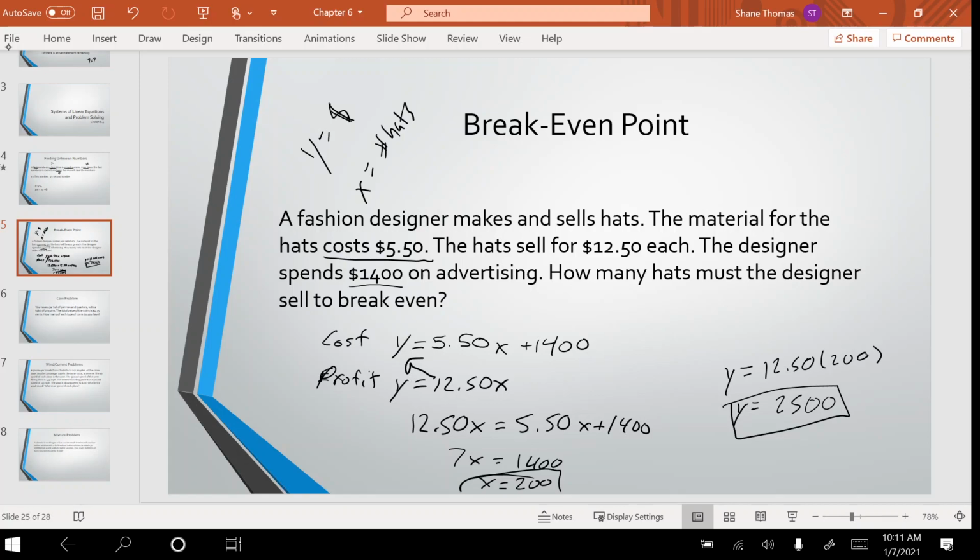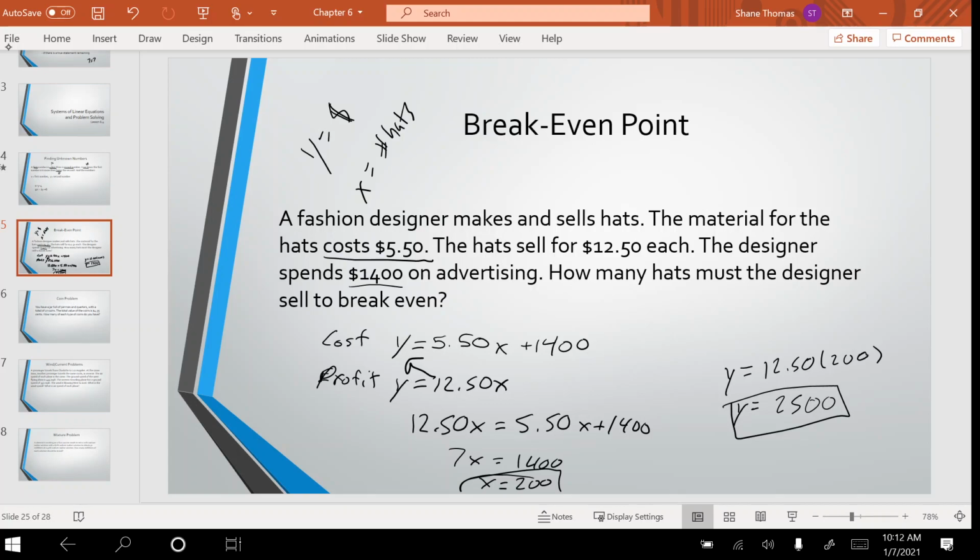What does that mean for us in the grand scheme of things? Sell 200 hats to break even. And at what amount did that cost me? In both directions, correct, 2,500 bucks. So I have to spend 2,500 bucks before I can start making any money. After that, if I sell 250 hats, I'm in good shape. If I sell 180 hats, I'm still in the hole. Right? So that's what a break-even problem is. Any issues on that?